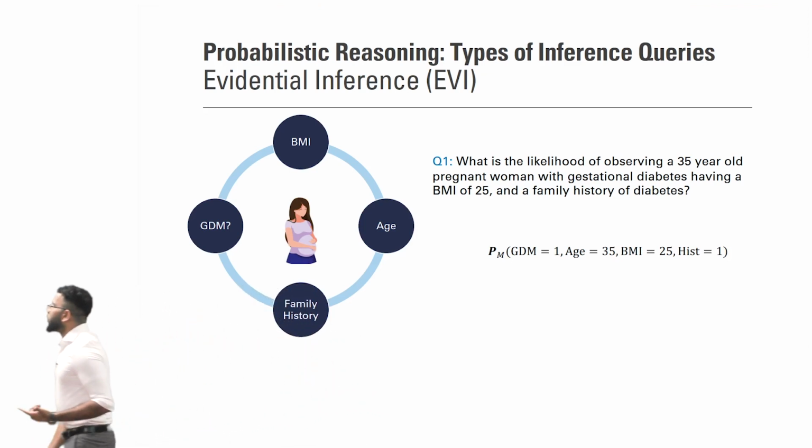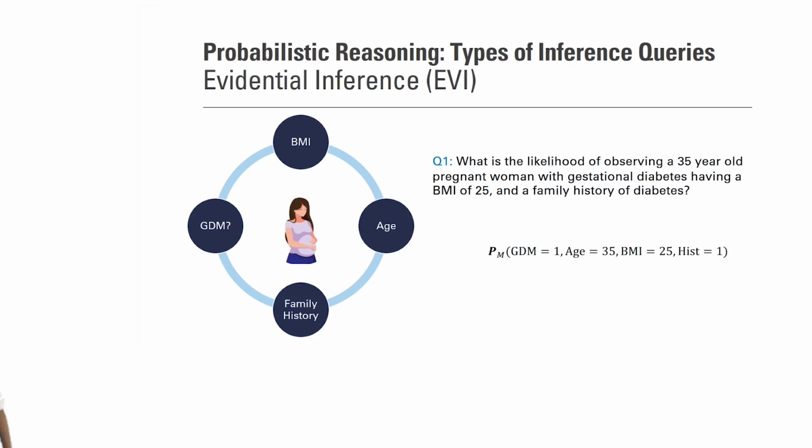So in this case, you have things like BMI, GDM, age, family history, etc., right? If I have a probabilistic model over these variables, and I have a complete assignment of values, I'm interested in computing the likelihood of a particular entry in that table, right? So I assign values to each of my variables, and I ask the question, what is the likelihood of observing such a data point, right?